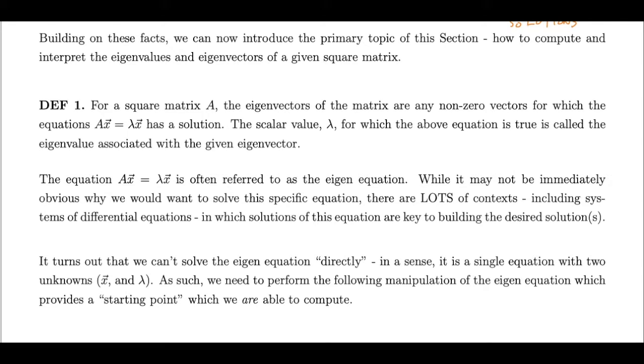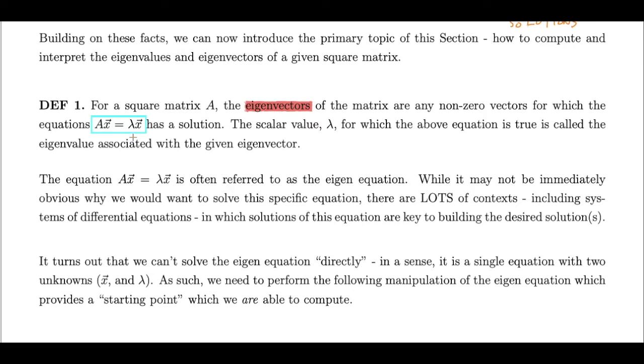And I'll start with a quick definition. If we have a square matrix, which I'm calling here the matrix A, then the eigenvectors of the matrix are any non-zero vectors for which the equation Ax equals lambda x has a solution. This equation, Ax equals lambda x, is a crucial special equation.